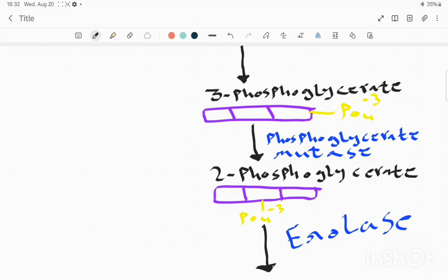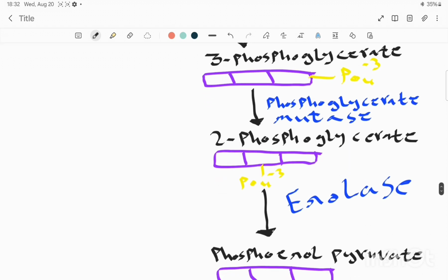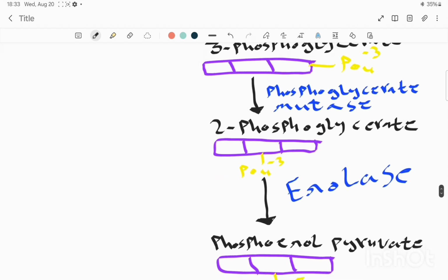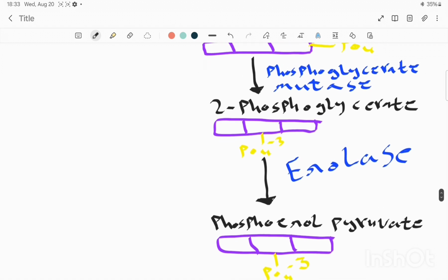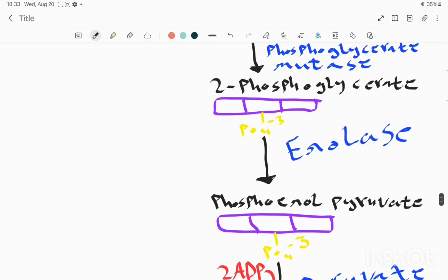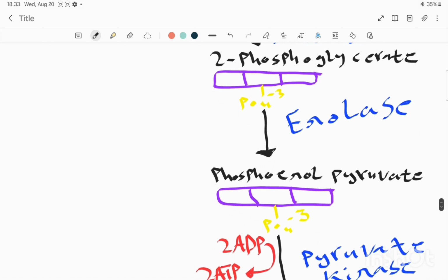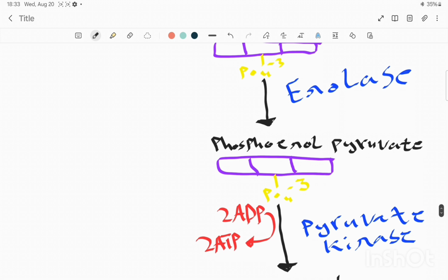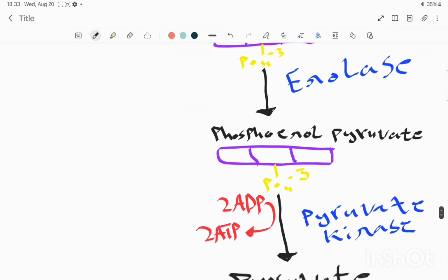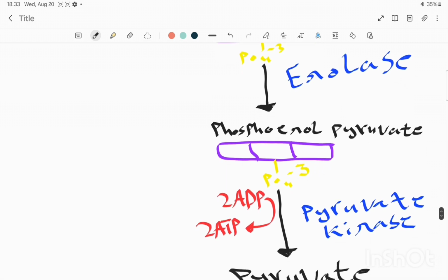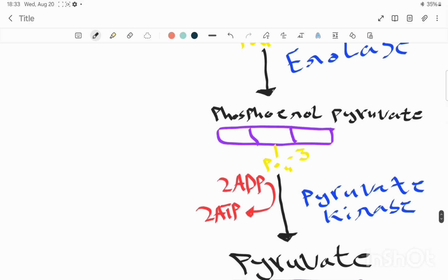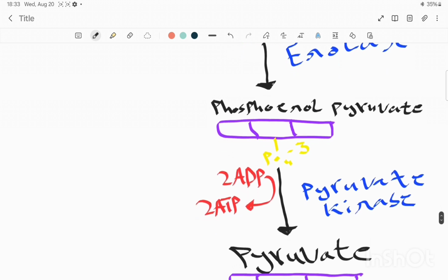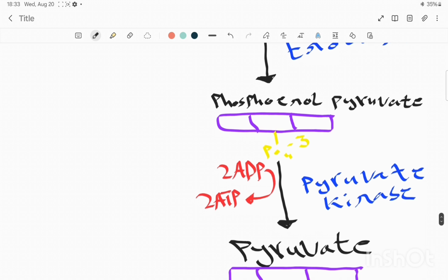Then the enzyme enolase acts on 2-phosphoglycerate, removing water and forming phosphoenolpyruvate. This molecule is very high in energy, ready to give away its phosphate group. Now comes another important energy-producing step. The enzyme pyruvate kinase transfers the phosphate group from phosphoenolpyruvate to ADP, producing pyruvate and another molecule of ATP. Again, because we started with one glucose molecule, this happens twice. We make two more molecules of ATP.